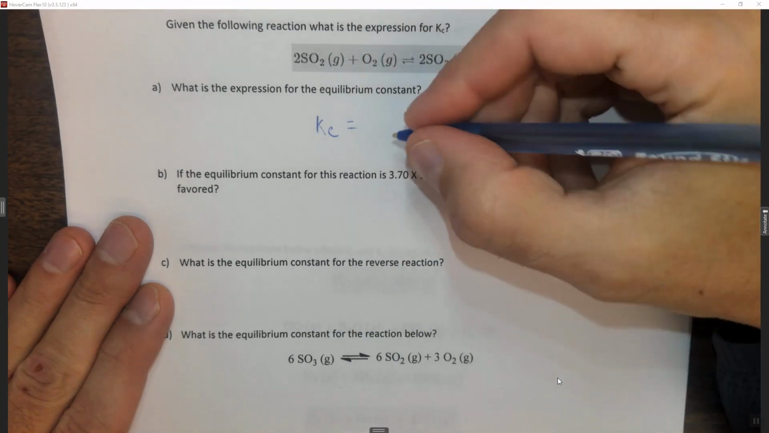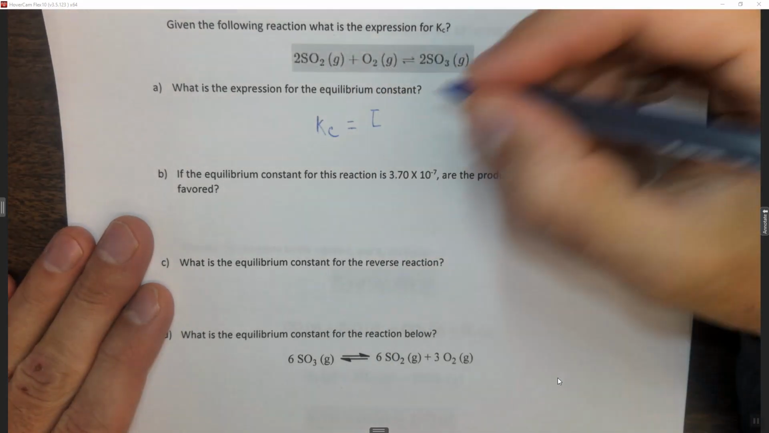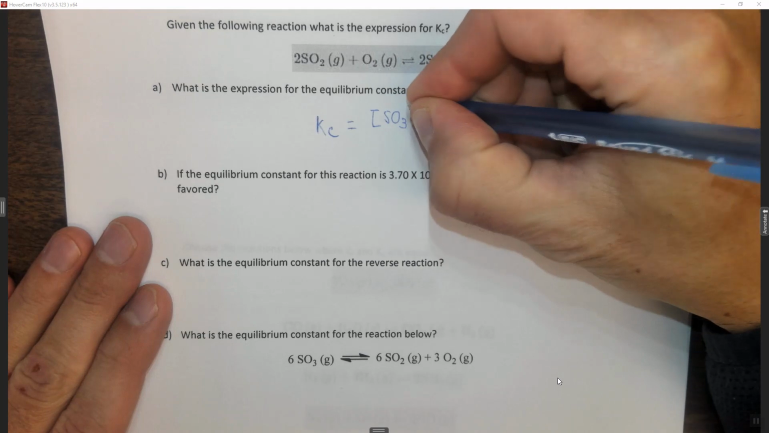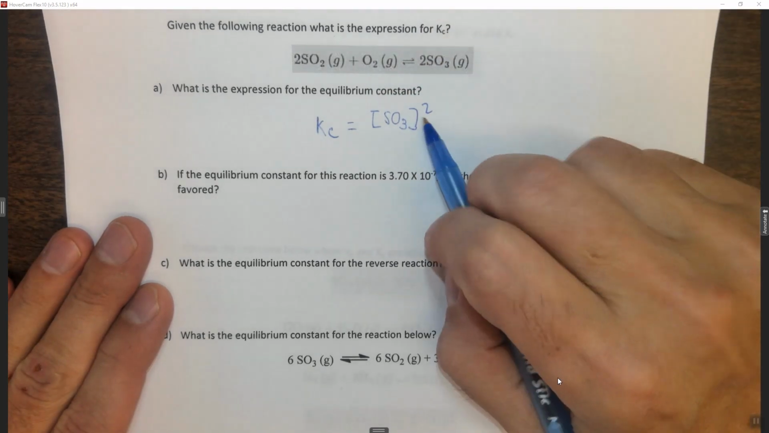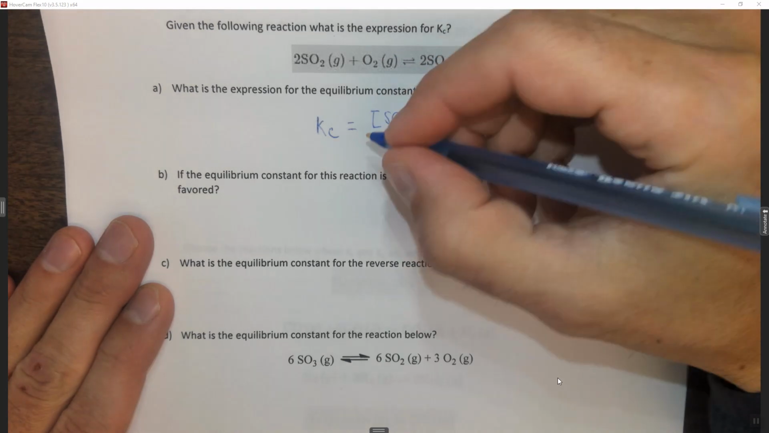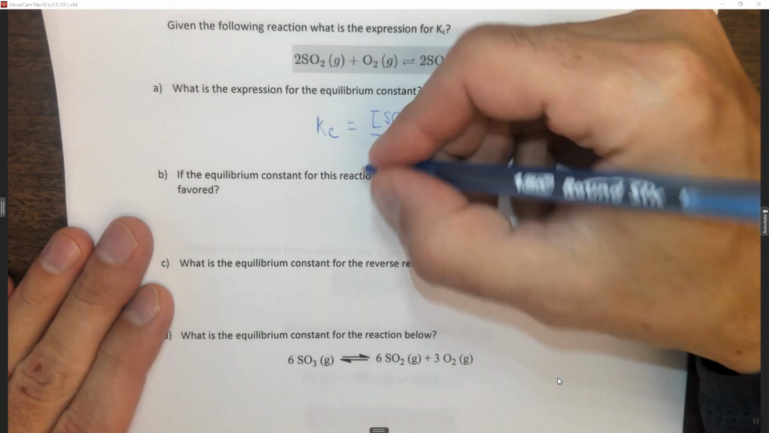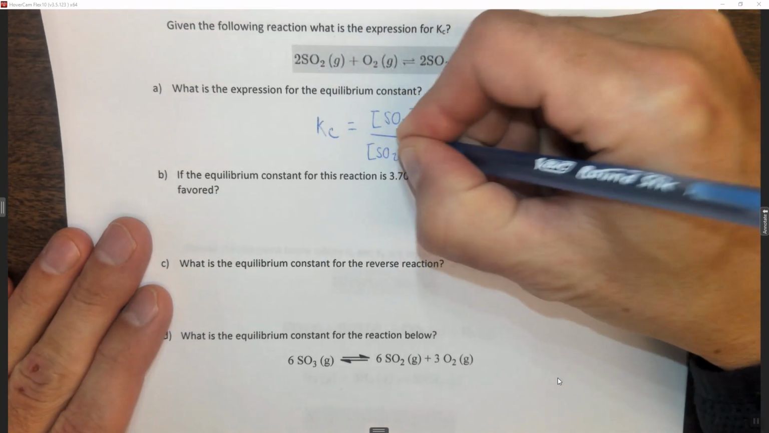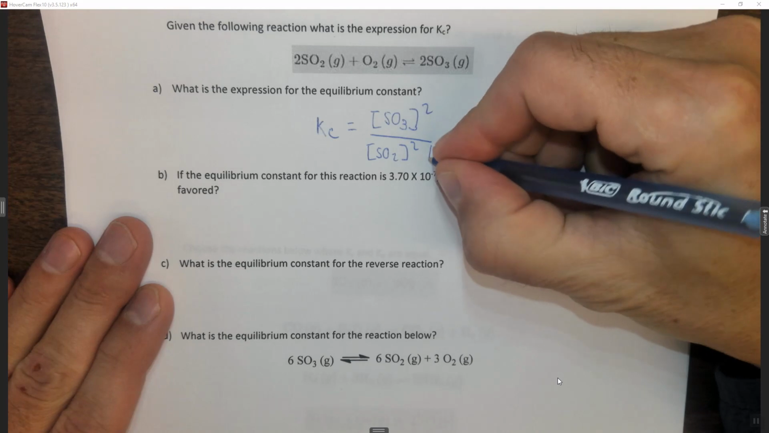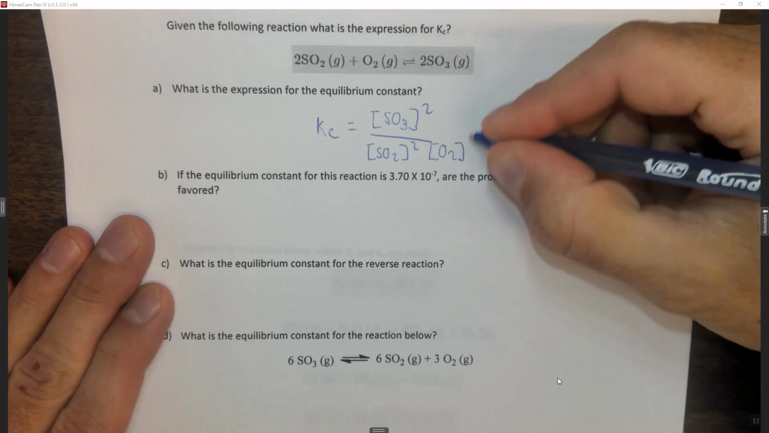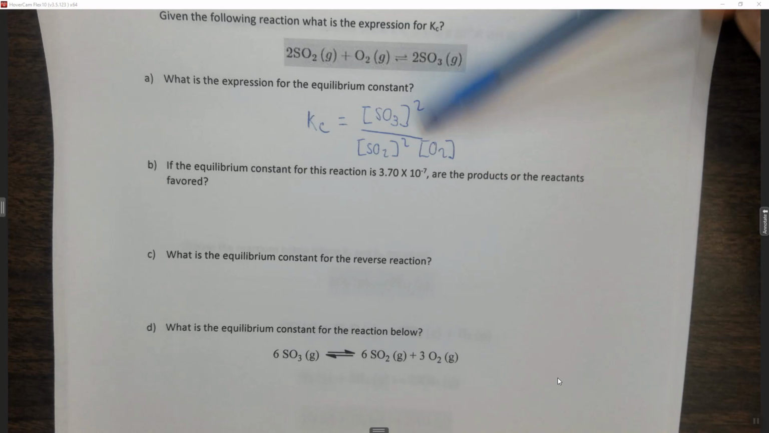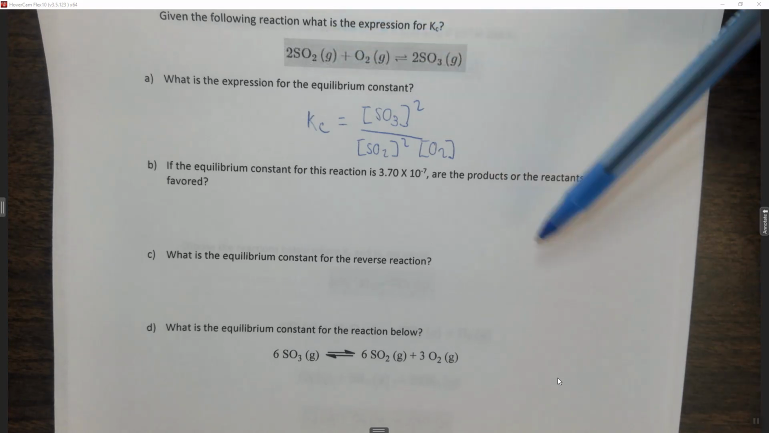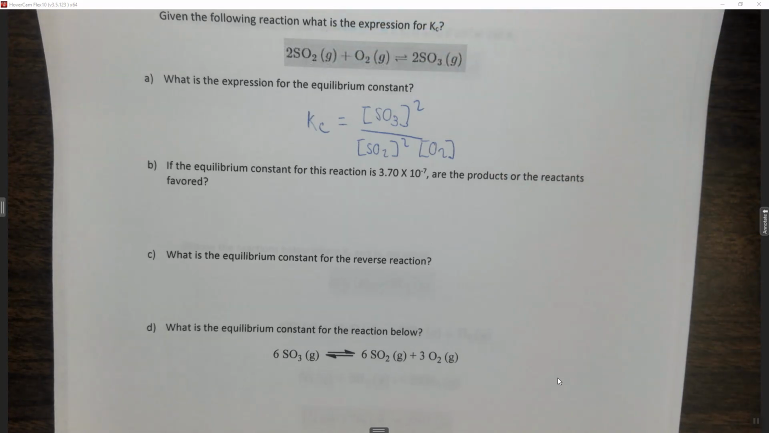is equal to the concentration of the products, in this case SO3 squared, because it comes from the rate law, so we use the stoichiometric coefficient as the exponent, divided by the concentration of the reactants, in this case SO2, again squared, and then O2 to the 1, and because it's to the 1, we don't write it. So this is the expression for Kc.